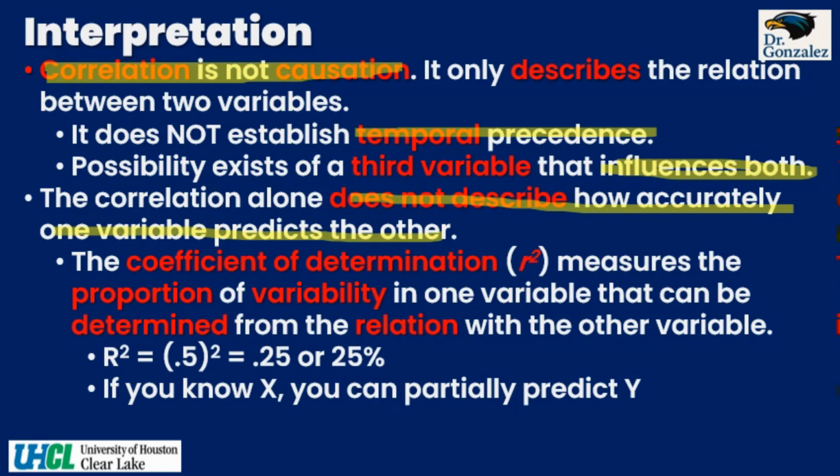So you're going to get this thing called the coefficient of determination, which is r squared, and it measures the proportion of variability in one variable that can be determined from the relation with the other. So if r is 0.5, r squared is 0.25, or 25%. If you know x, you can partially predict y. Why? Because 25% of that variability between those two things is related to the other variable.